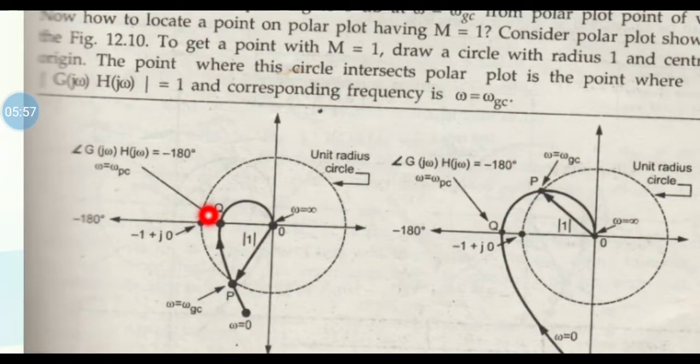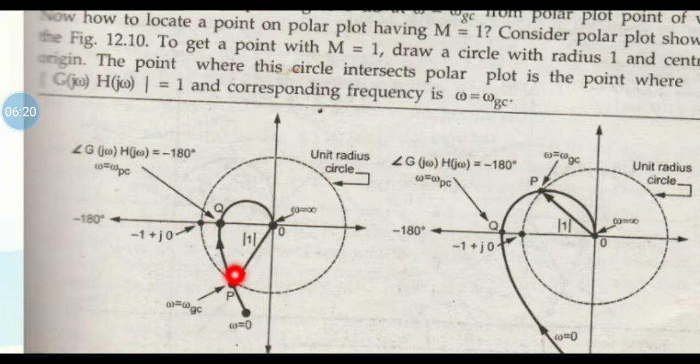This is m equal to 1 magnitude. Then draw a circle with radius 1. So we have to draw this circle with radius 1, taking this as origin, magnitude m, and draw a circle with radius 1 and center. The point where this circle intersects the polar plot. See, this circle we have drawn of unit radius.